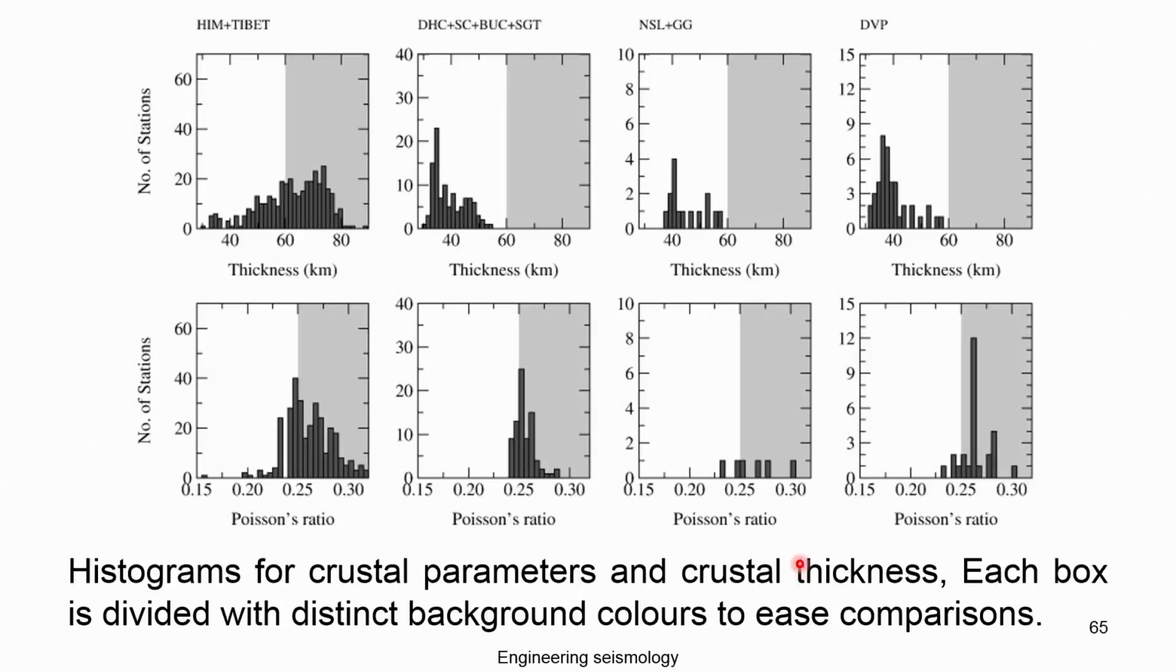So, this is how the thickness varies in different parts of India, from the recorded data they analyzed. This is the Himalayan and Tibetan plate, and you can see the thickness varies, from about 40 to 80 kilometers. This is the crust thickness we are discussing. Then DH, SC and BU and SGGT, the southern granite terrain we have seen. You can see here it becomes shallow again. Then NLC and GG, where you can see it is around this range.